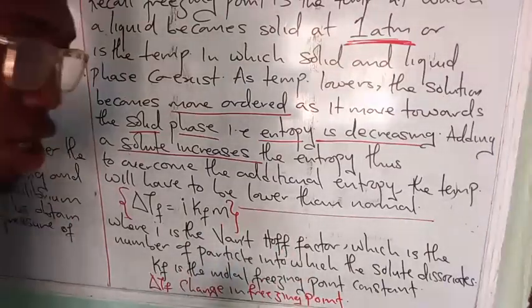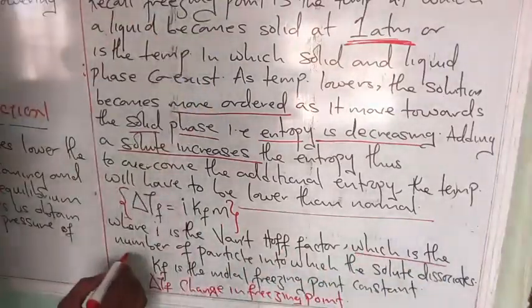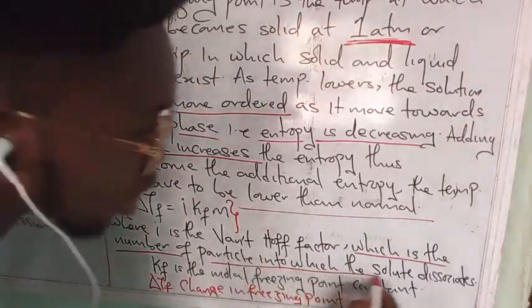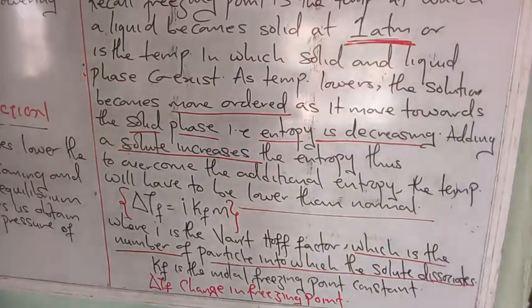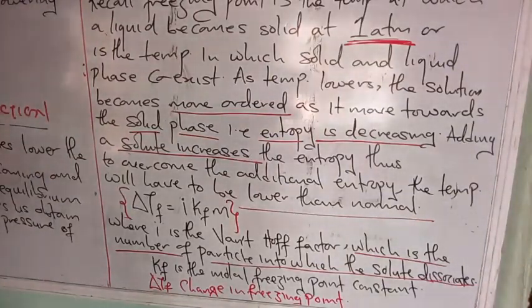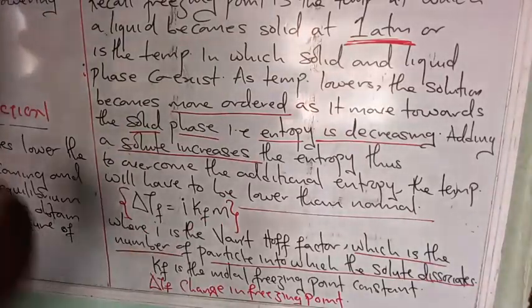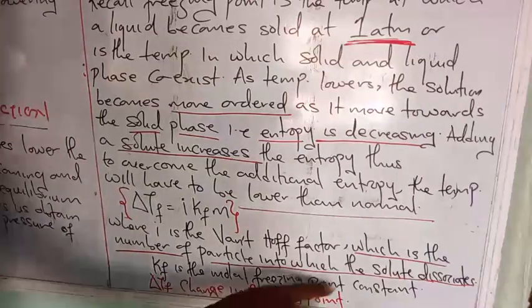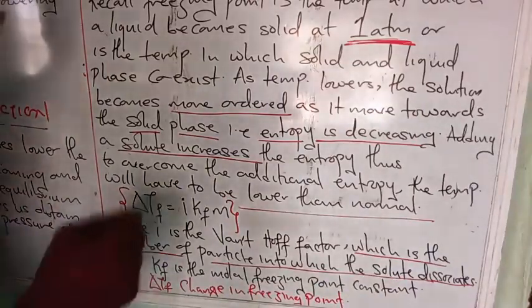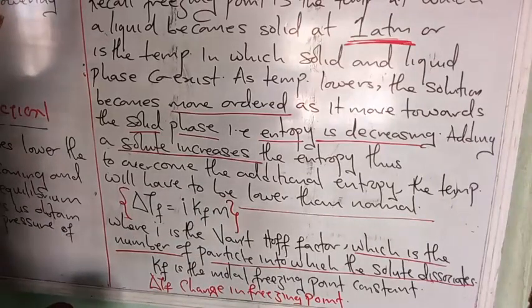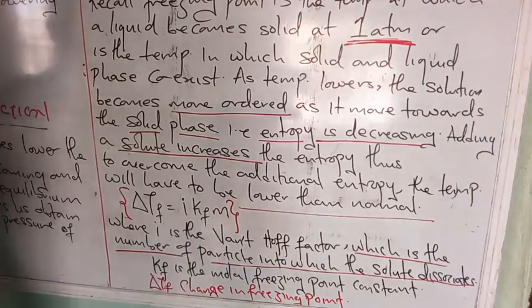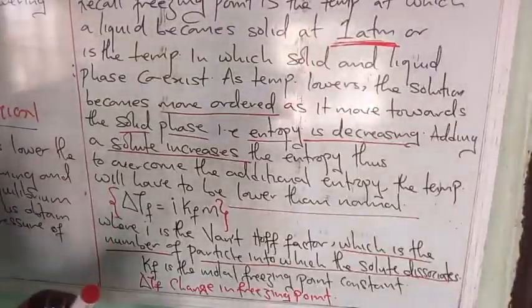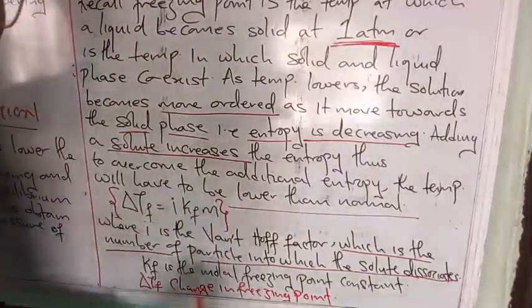And this Van't Hoff factor is just the number of particles into which the solute dissolves. Then Kf here stands for your molal freezing point constant, or you can call it the freezing point depression constant. Then change in your Tf, I've said that. Then m here is standing for your molality. m stands for molality.